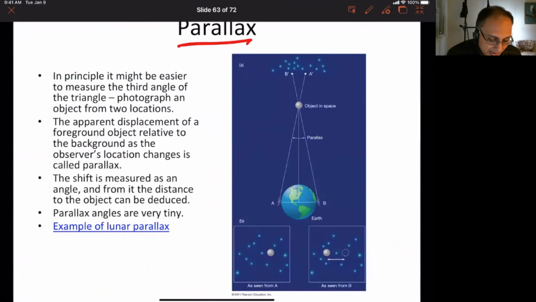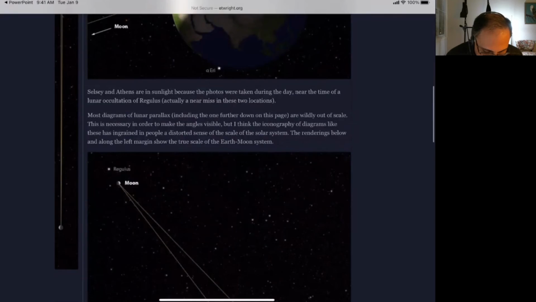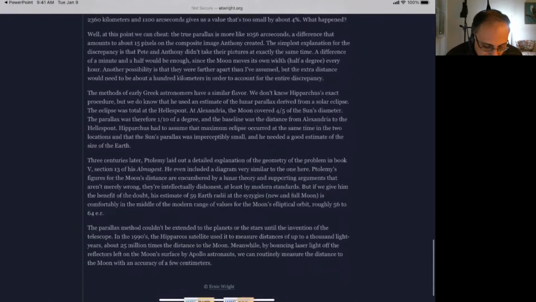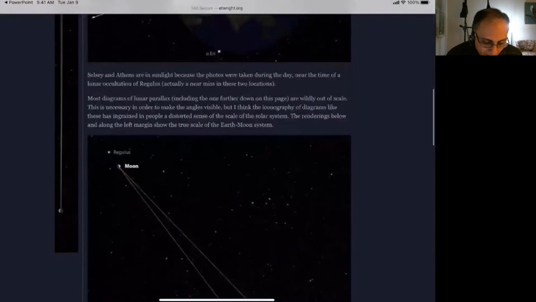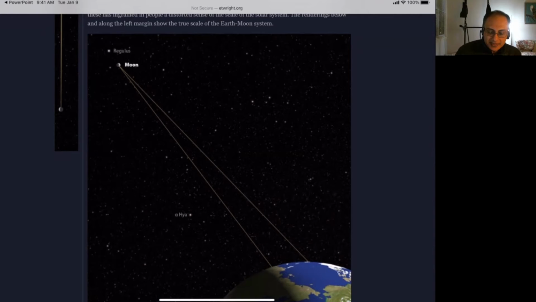So let's look at this. Some amateur astronomers wanted to do an experiment, just for fun, in which one of them was in the UK in a city called Chelsea, and the other one was in Athens, Greece. These two cities, I think, were separated by a distance of, I've forgotten how much it is, 1,000 miles or something like that, probably. So one of them is located over here in the UK, and the other one is located in Greece.